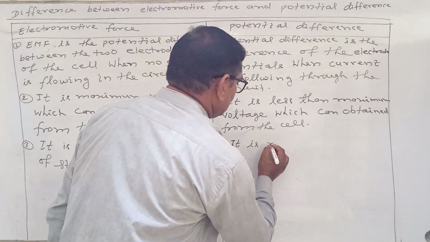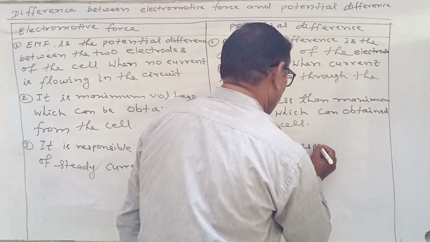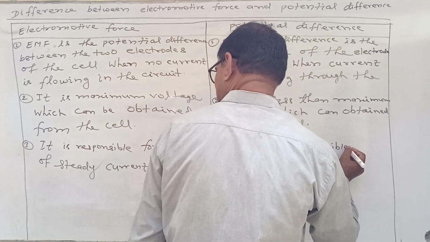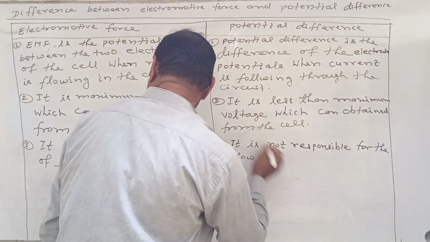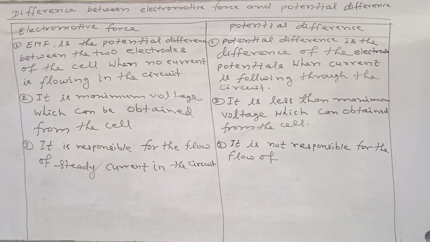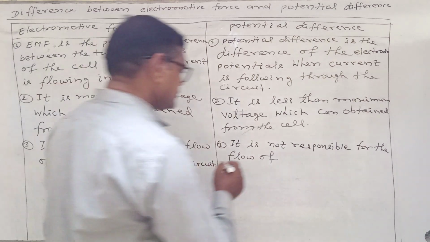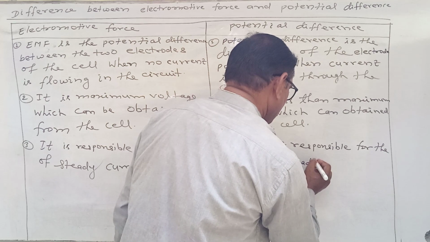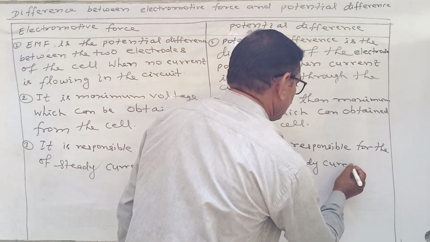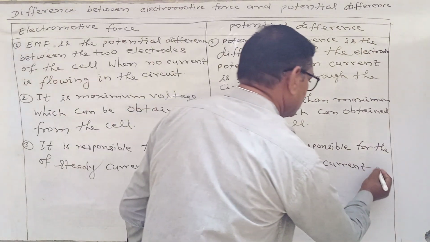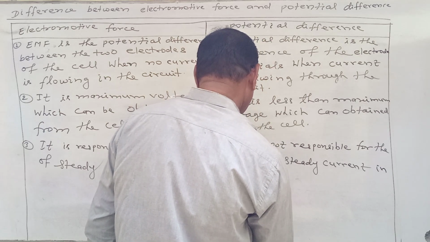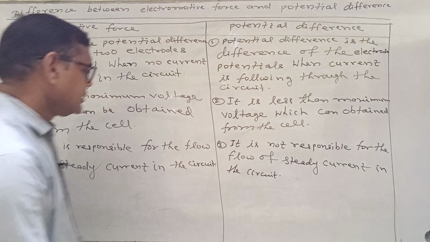Now it is the reverse. It is not responsible for the flow of a steady current in the circuit.